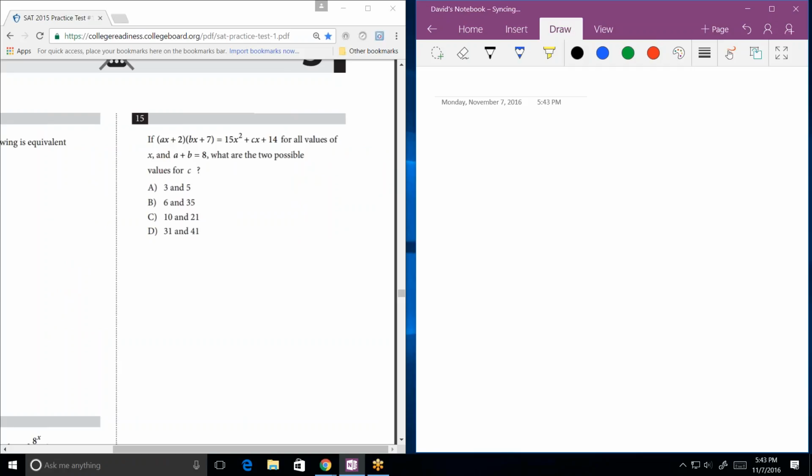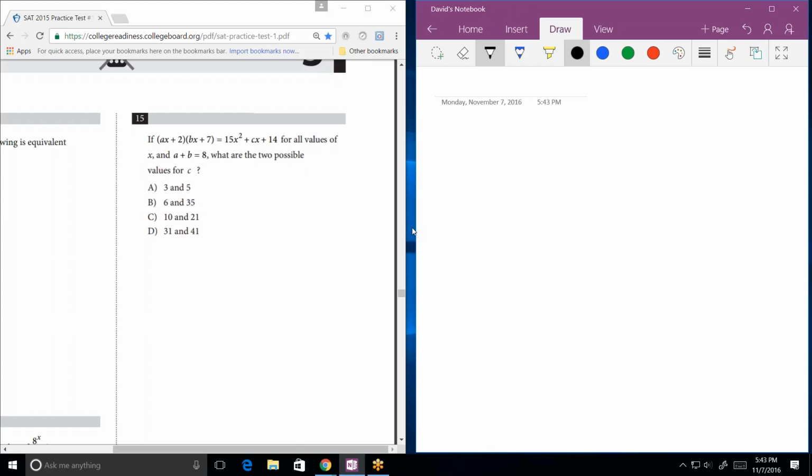If (ax + 2)(bx + 7) equals 15x squared plus cx plus 14 for all values of x, and a plus b equals 8, what are the two possible values of c? Is this a system of equations? We don't know yet.